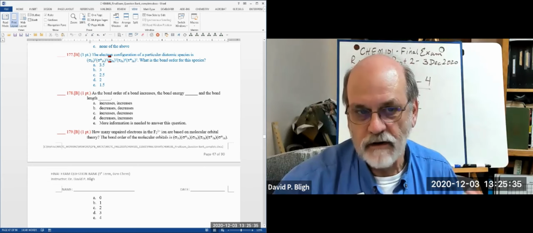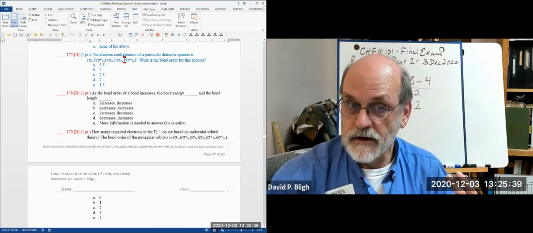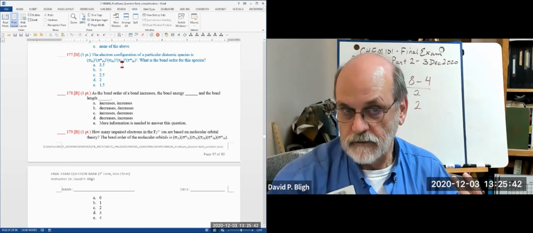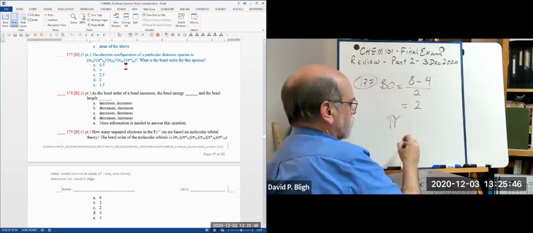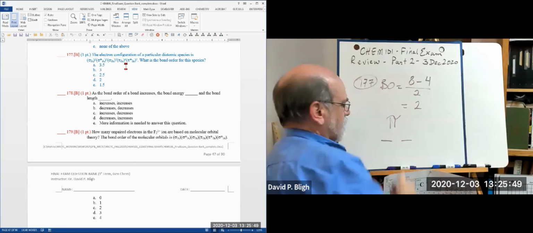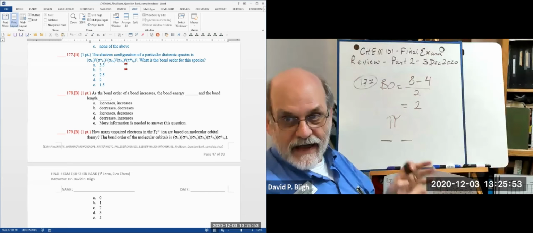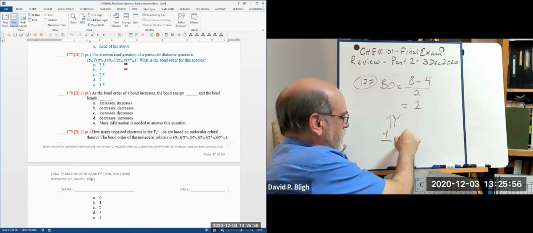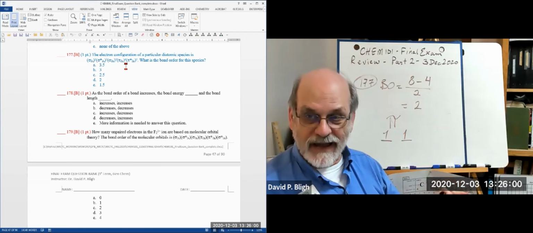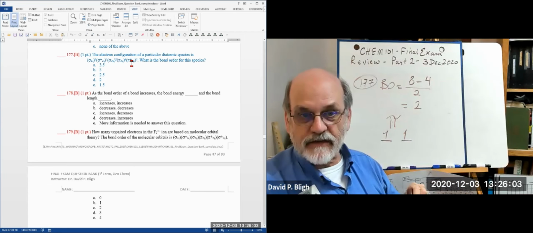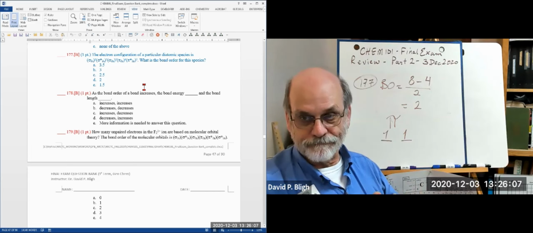Those have to be paired. Those have to be paired. Maximum 4 in a pi, so these are all paired. But the pi star has 2 orbitals in it, and we fill them one at a time. Spin up, spin up. That's all there is, 2 of them. So this molecule would be paramagnetic because it has those unpaired electrons in this anti-bonding orbital.